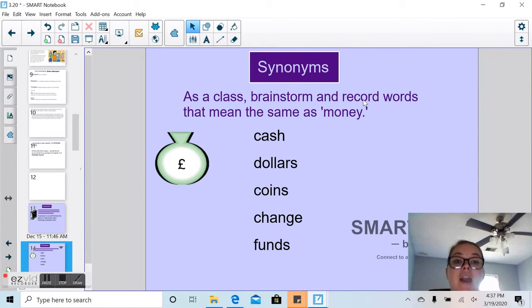So we could say money or cash. We could ask people if they had any extra dollars, which would be the same thing as money, coins, change, and funds. All meaning the same thing. So these are all synonyms.